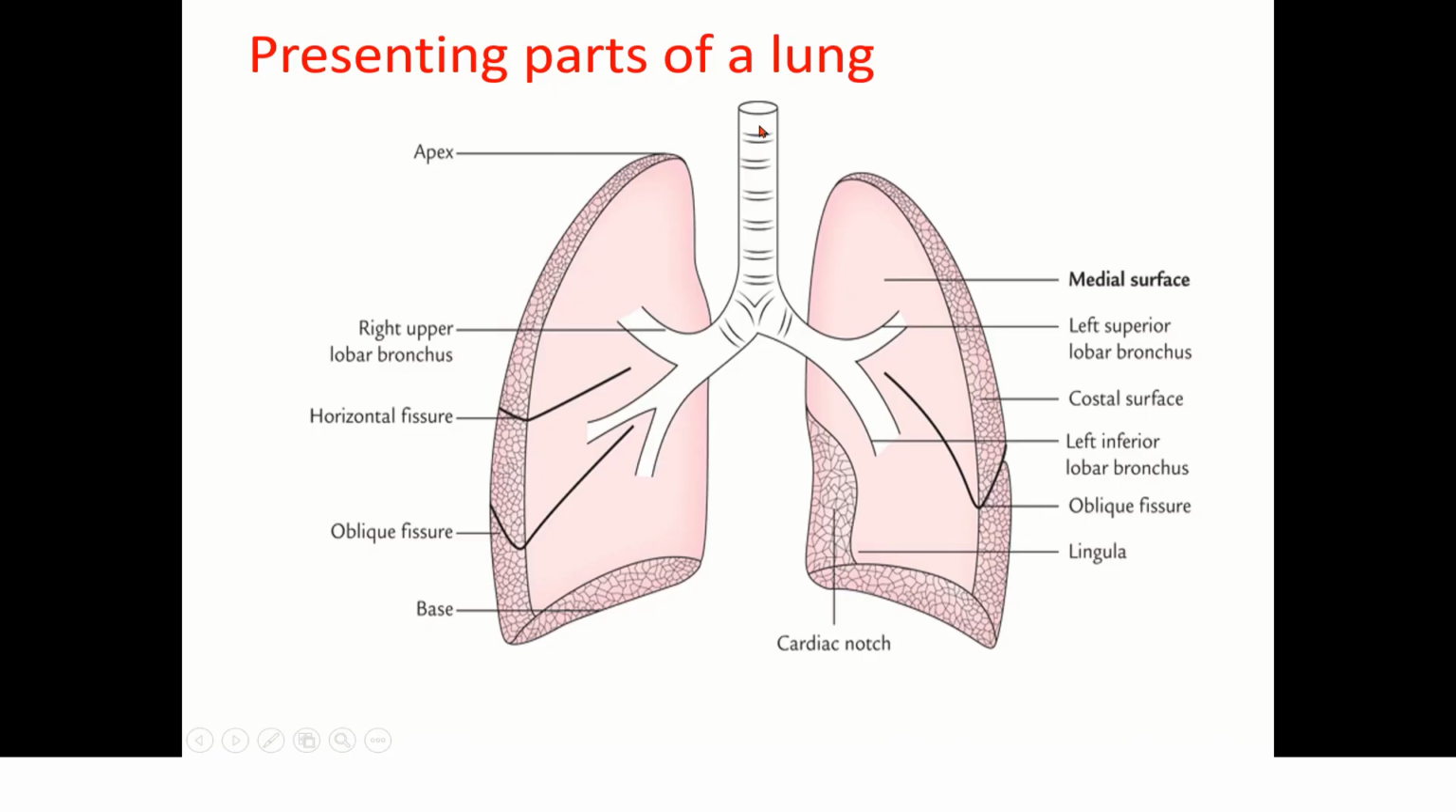You can see here, this is the trachea, this is the principal bronchus. The principal bronchus on the right side is dividing into three lobar bronchi or the secondary bronchi for each lobe. One to the upper lobe, this to the middle lobe, and this to the lower lobe. On the left side, the principal bronchus divides into two lobar bronchi or the secondary bronchi. This is for the upper lobe and this for the lower lobe.